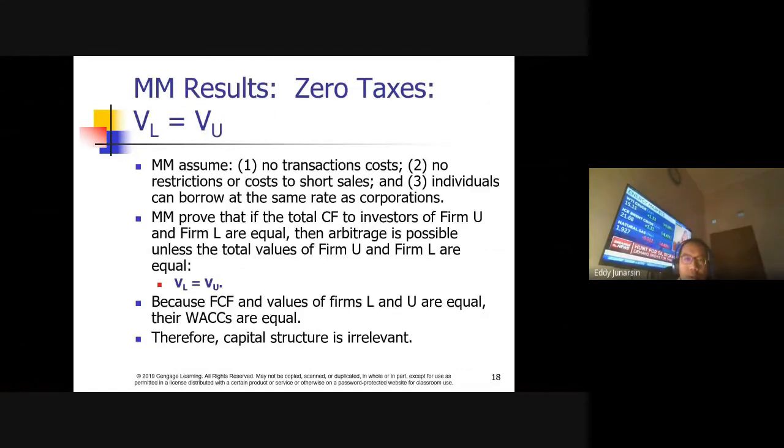Maybe before we go to the simulation again, we have to know that the irrelevance theory was postulated with a lot of assumptions, and many of them were unrealistic assumptions. You see here: no transaction costs, no restrictions to short sales. Individuals can borrow at the same rate as corporations, right? There's no market friction and some other tight assumptions.